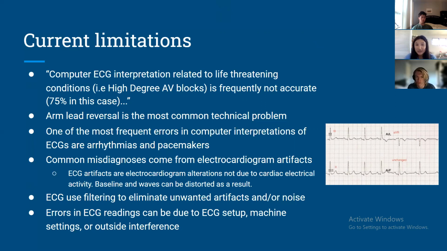And one of the most frequent errors in computer interpretations of ECGs are arrhythmias and pacemakers, which is unfortunate because arrhythmias are irregular heartbeats and things like that. So the common misdiagnoses come from electrocardiogram artifacts. ECG artifacts are electrocardiogram alterations not due to cardiac or electrical activity. Baseline and waves can be distorted as a result. ECGs do use filtering to eliminate unwanted artifacts and or noise, but they do tend to slip in sometimes. So errors in ECG readings can be due to ECG setup, machine settings, or outside interference.